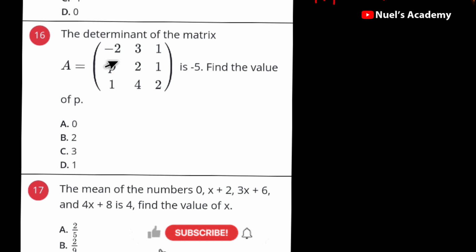It states the determinant of the matrix A, which is made up of the elements row 1 we have minus 2, 3, and 1, row 2 we have p, 2, and 1, and then row 3 we have 1, 4, and 2, is negative 5. Find the value of p. So let's find the determinant of this matrix A. We are going to have plus, minus, plus here. So plus times minus 2, then into, if you eliminate column 1 and row 1, we'll be left with 2, 1, 4, and 2.